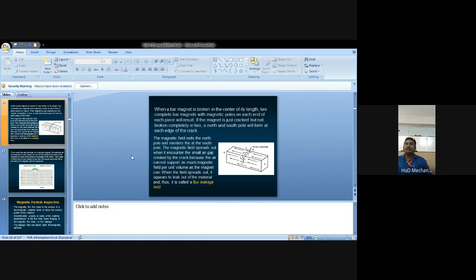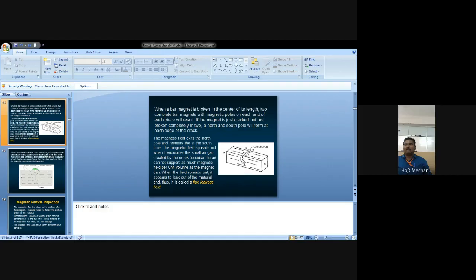For example, if a bar magnet is damaged or broken in the center of its length, two complete bar magnets with magnetic poles on each end of each piece will result. If the magnet is just cracked but not broken completely, north and south poles will form at each edge of the crack. That means it is a permanent magnet; it has two poles, one north and another south.